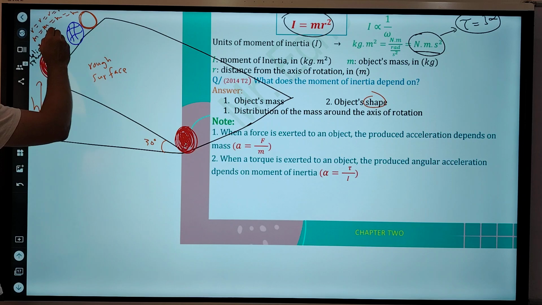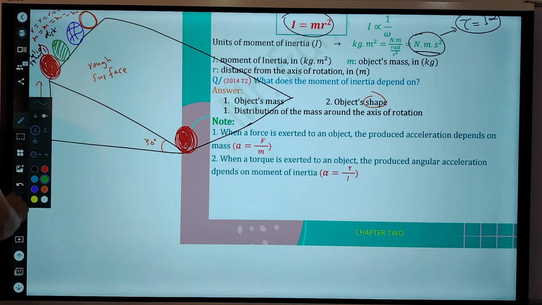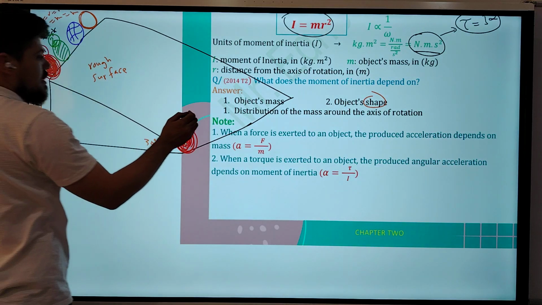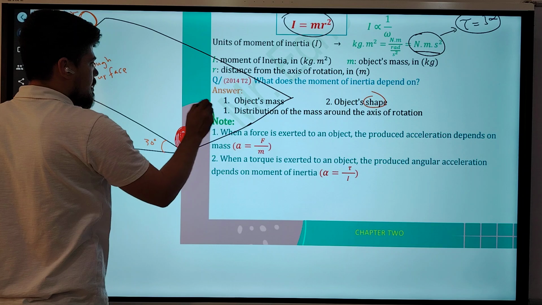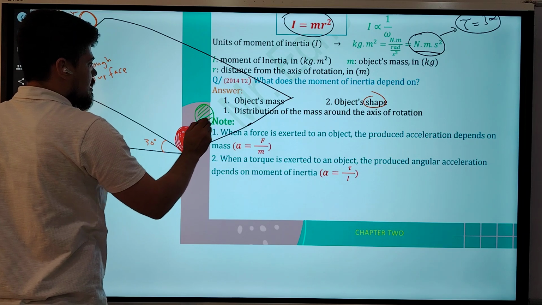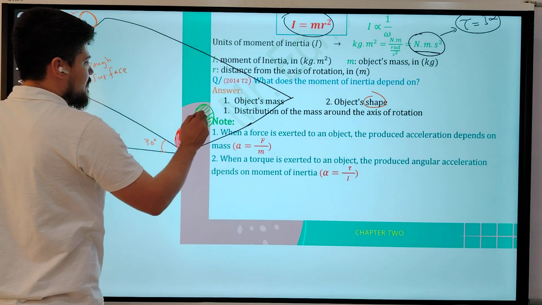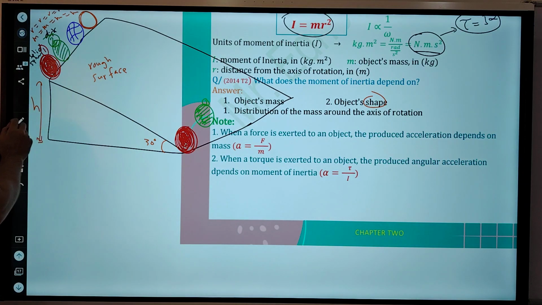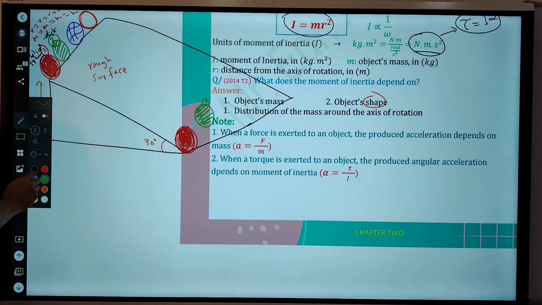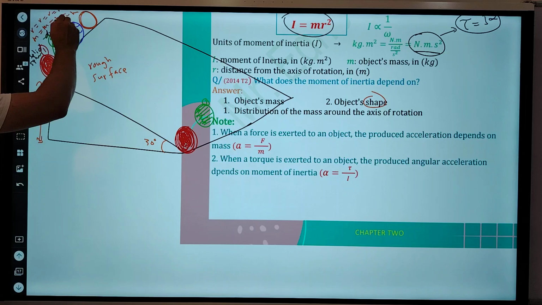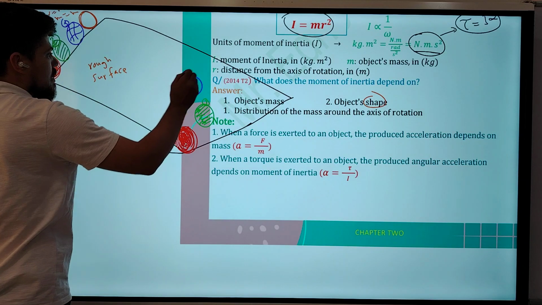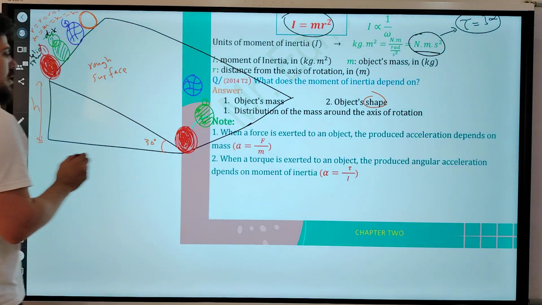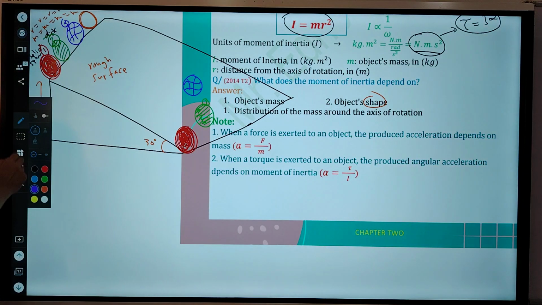The solid sphere wins the race first. The second is the disc. The third one is the hollow sphere. And the last one is the ring.